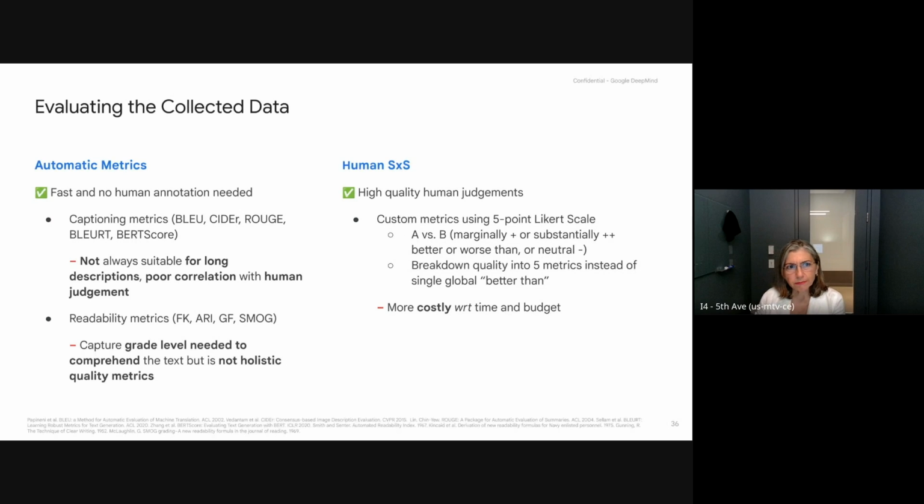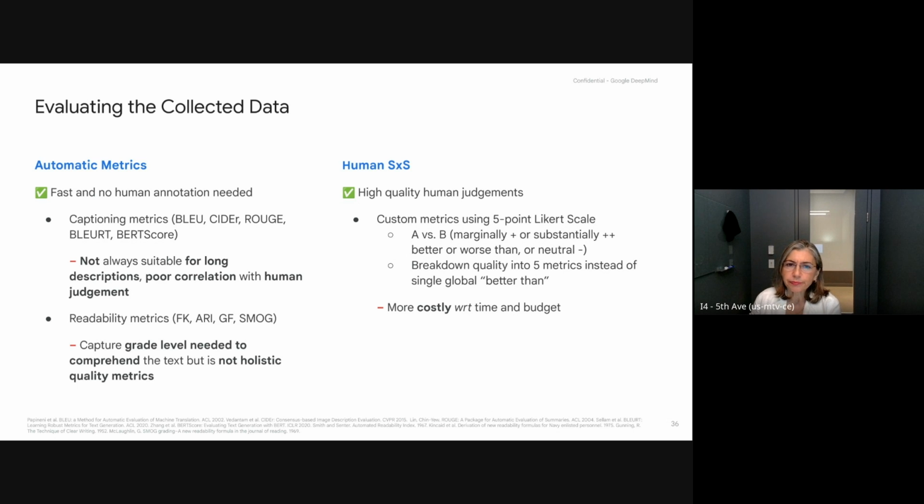The overall advantage of the automated metrics is they are fast, you can reproduce them easily, and we don't need any human annotators. We look into captioning metrics and readability metrics that were introduced before. Unfortunately, the captioning metrics are not really suitable for this kind of long descriptions, and they show poor correlation with human judgment. As for the readability metrics, the aim is to capture what kind of grade level is needed to understand the text, but they are not very holistic metrics. If you want to learn more about these metrics, please check out the paper. For the sake of time, I'm not going into the results here.